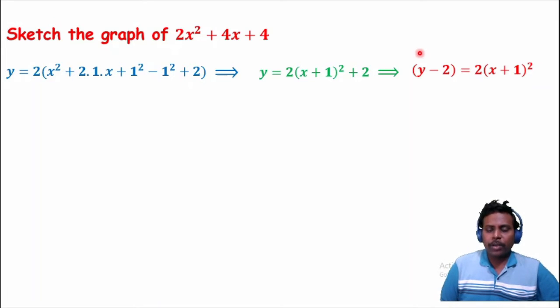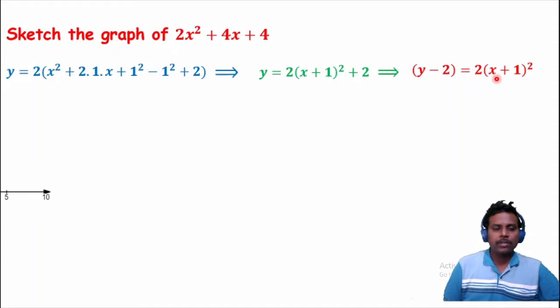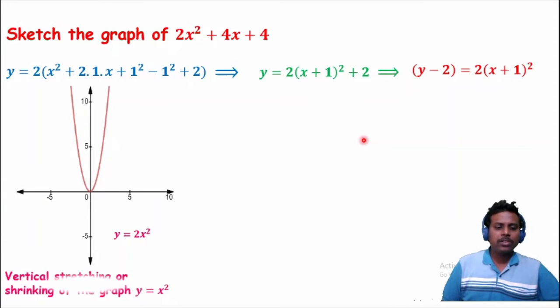Now observe that if you replace y minus 2 with y and x plus 1 with x, then the graph is y is equal to 2x square. So y is equal to 2x square means it is a vertical compression. Vertical compression or vertical stretch? It is a vertical stretch actually. So the graph y is equal to x square gets stretched here. So first you have to draw the graph of y is equal to 2x square. Here is the graph of it. y is equal to 2x square, the vertical stretching of the graph y is equal to x square.